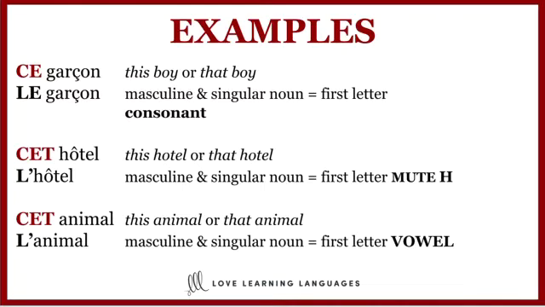Same thing for a word that begins with a vowel, like animal. Cet animal. Just like we say l'animal. All right, so that's the big thing. You have to make it flow.